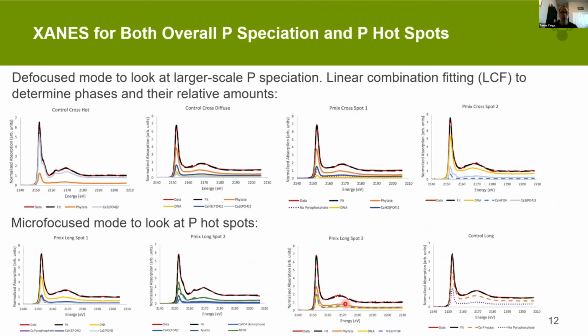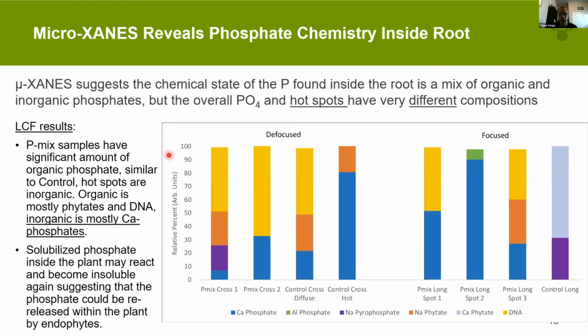Using those standards, we fitted both the defocused XANES and the focused micro-XANES to the standards. We used linear combination fitting to determine the phases and the relative amounts. These are the data, but I'd just like to summarize it here. In general, we found that the chemical state of the phosphorus inside the root was a mix of organic and inorganic phosphates in both groups. The greater difference was shown in the hotspots, which have very different compositions.